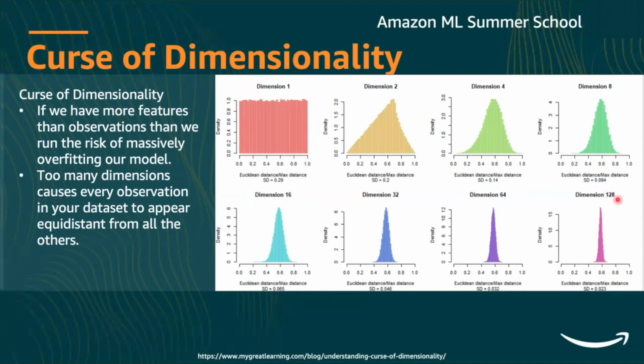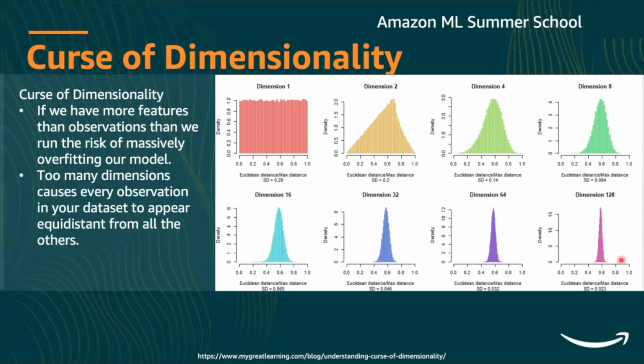Now, as the number of dimensions increases, we see that the spread decreases, which implies that more and more samples have similar distances, the same distances. Let's say here in 128 dimensions, this is peaked at 0.6. So what you can conclude is that more and more samples have a distance of 0.6. Any pair you choose would have a distance of 0.6.